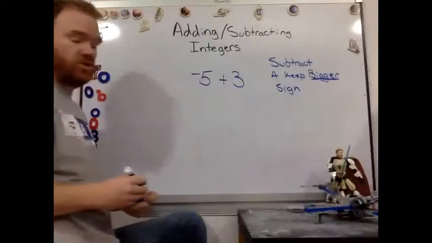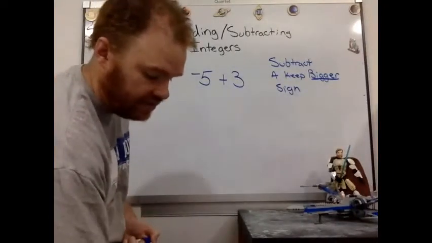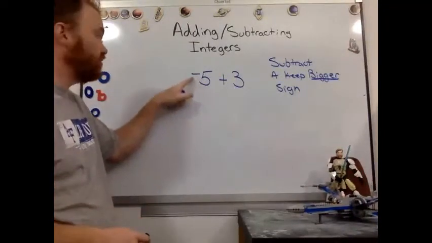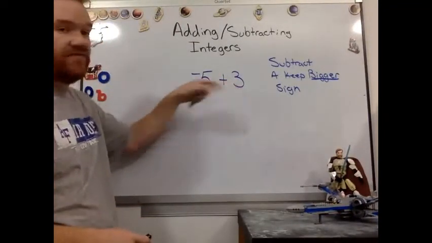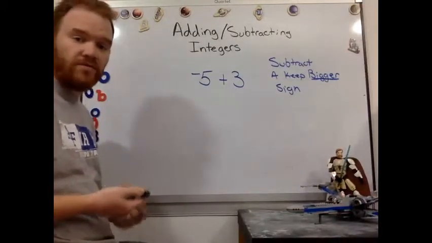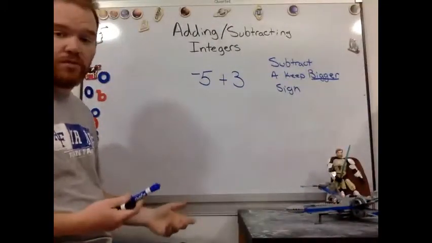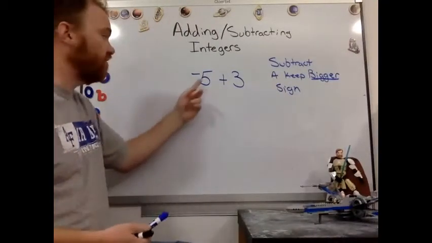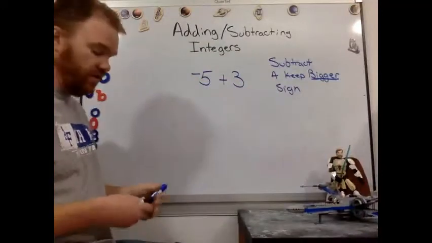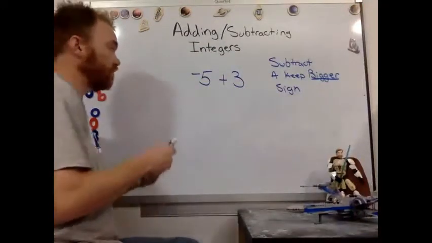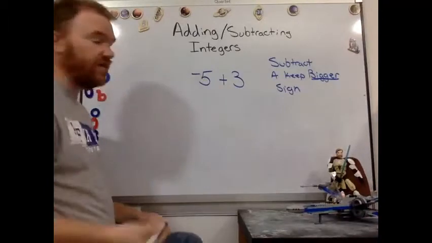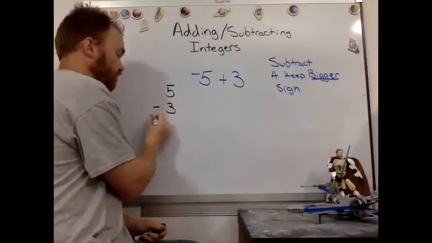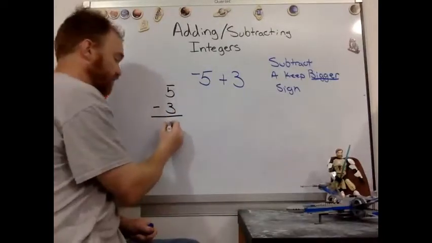Okay? So I'm going to go ahead and execute my plan there. I'm going to subtract. I'm not going to subtract the negative. I'm just subtracting 5 and 3. We actually call those the absolute values, the distance a number is from 0. So we're really subtracting the absolute values of negative 5 and 3. The absolute value of negative 5 is 5. So I'm going to do 5 minus 3. 5 minus 3 gives me 2.